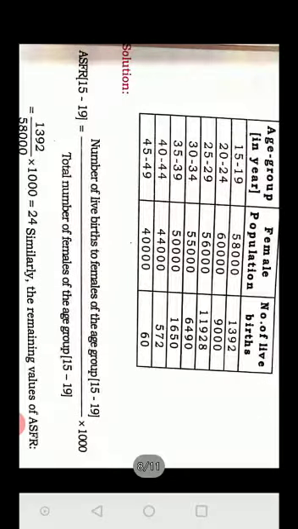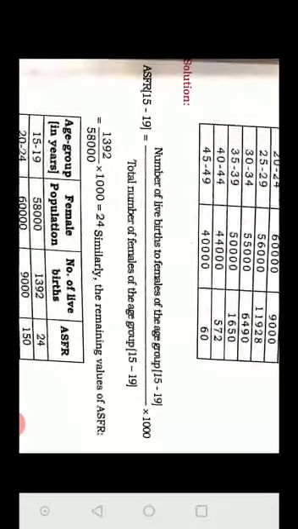First we are showing an example. ASFR for 15 to 19 is the number of live births to females of the age group 15 to 19 divided by the total number of females of the age group 15 to 19, into 1000. So what are those values here? The live births in the age group 15 to 19 is 1392, divided by the female population, which is 58,000. 1392 divided by 58,000 into 1000. So that value is 24.